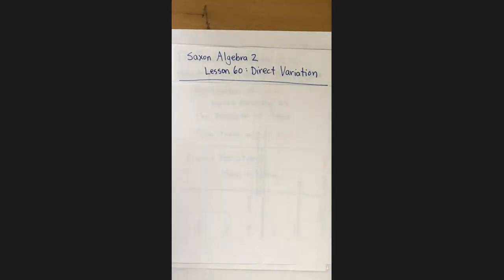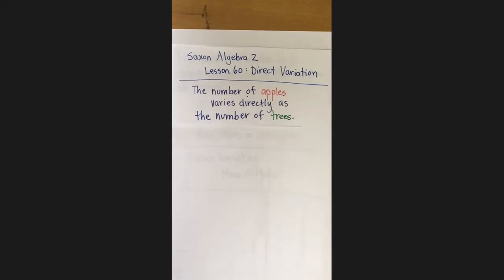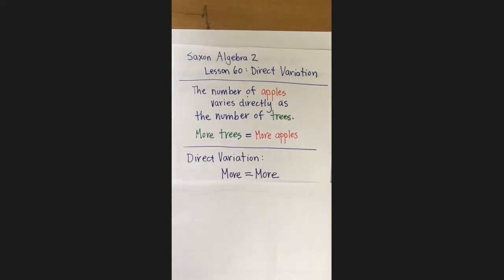In this video, we will learn about direct variation or direct proportion. These two expressions mean the same thing. What is direct variation? Suppose a problem states that the number of apples varies directly as the number of trees. This means that if there are more trees, there will be more apples. So direct variation: more trees, more apples. Direct variation, more equals more.